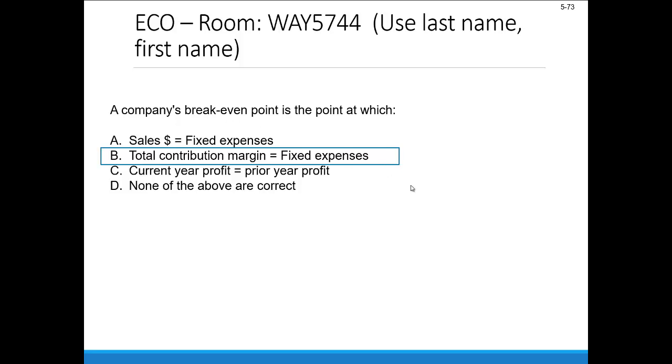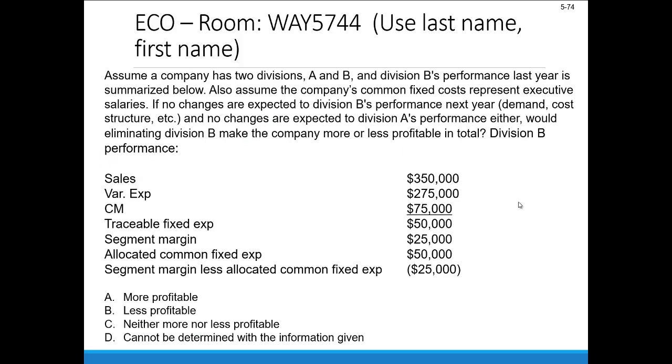Okay, assume a company has two divisions, A and B, and Division B's performance last year is summarized below. Also assume the company's common fixed costs represent executive salaries. If no changes are expected to Division B's performance next year, so demand, cost structure, and so on, and no changes are expected to Division A's performance either, would eliminating Division B make the company more or less profitable in total? So here's Division B's performance.